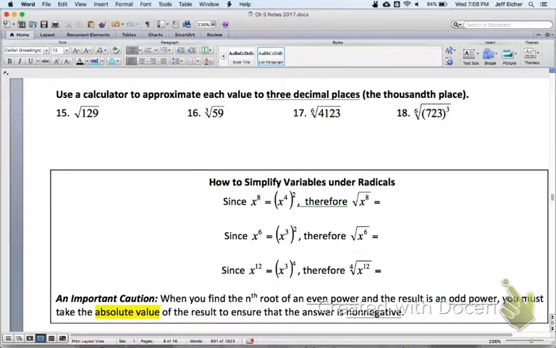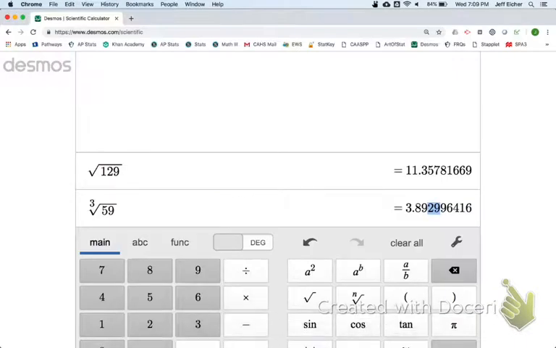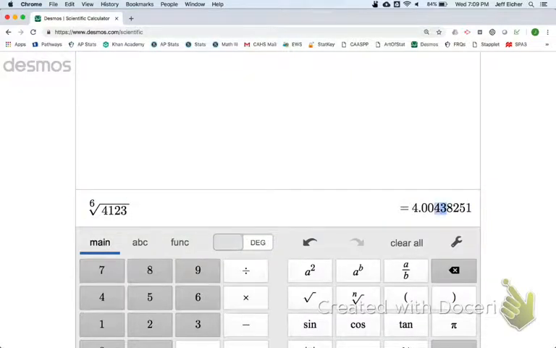The next answer, number 17, the sixth root of 4123. I'm not going to try to mentally guess that. Sixth root of 4123. Clear all of those. Have our xth root, or nth root. The sixth root of 4123. So the answer is 4.004. Rounded correctly, yep, that would be 4.004.